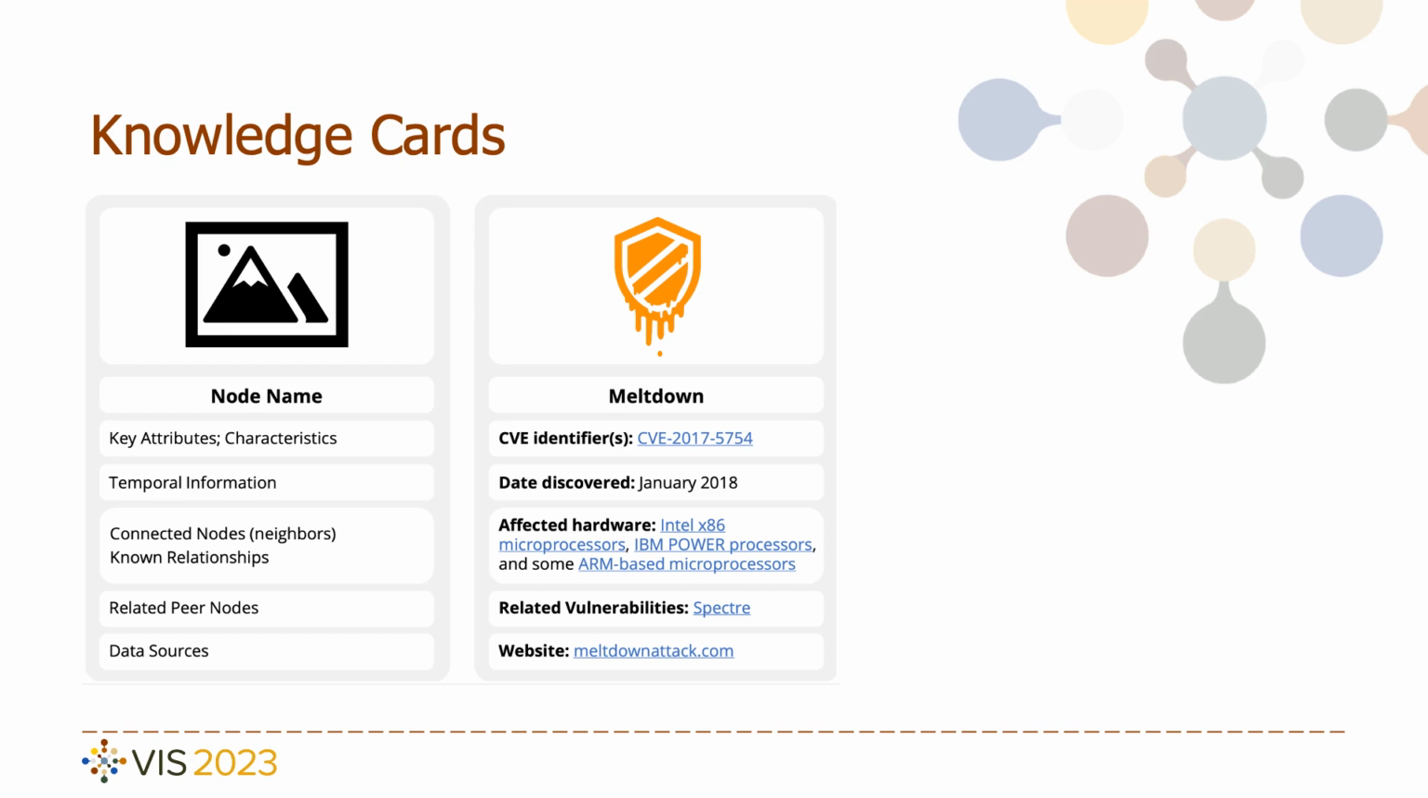Related to that, several of our participants advocated for using baseball or knowledge cards similar to Google or Wikipedia. Instead of showing everything about the node, you only display some high-level important information dictated by the data domain or context. Here we have an example knowledge card of a cyber vulnerability displaying important CVE identifiers, affected hardware, and related vulnerabilities.